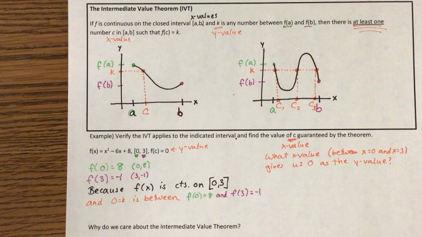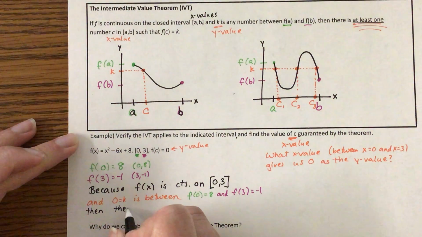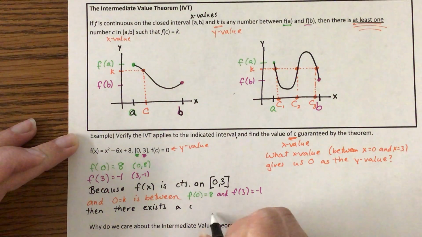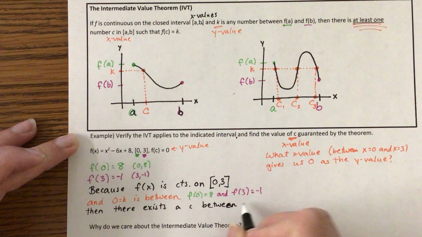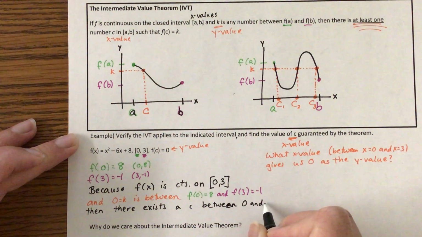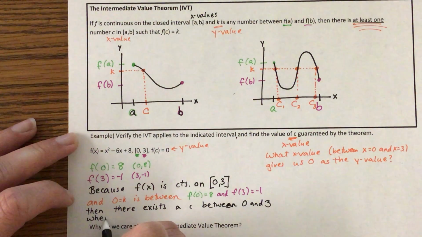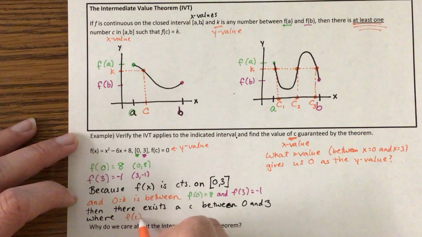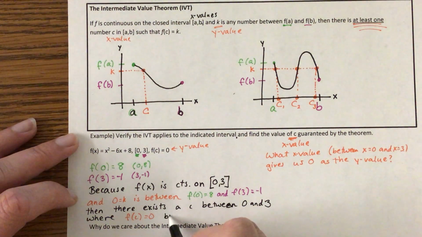Okay. Then there exists a c between 0 and 3, where f of c equals 0 by the intermediate value theorem.